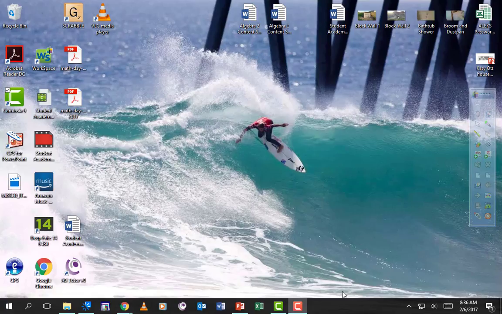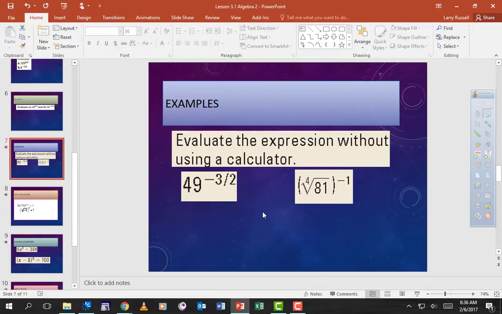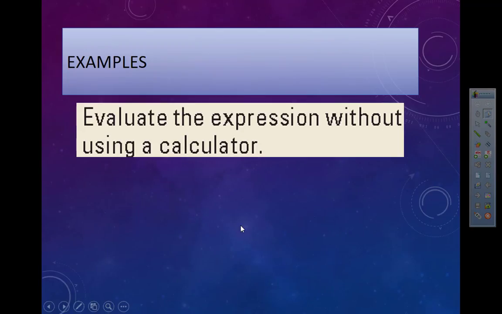Don't worry. Okay, so let's take a look. We were doing some problems. I want to start out by reviewing a couple problems first. These two.